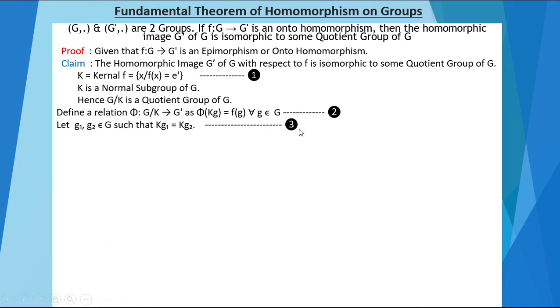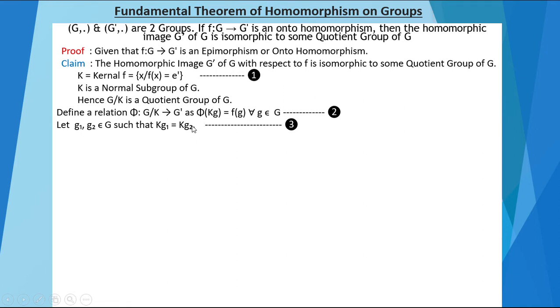Let g1, g2 belong to G such that Kg1 equal to Kg2. If Ha equal to Hb, it is not necessary that a equal to b. Similarly, if Kg1 equal to Kg2, it is not necessary that g1 equal to g2. For example, H equal to {1, -1} is a normal subgroup of the group of all non-zero real numbers with respect to multiplication.